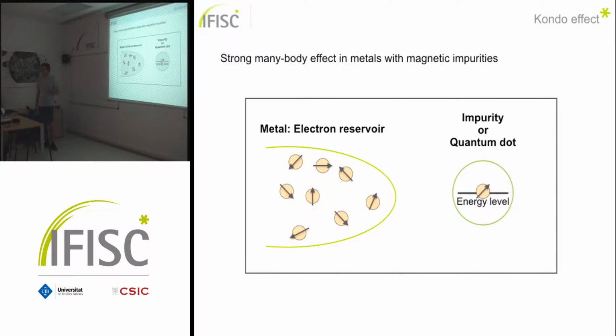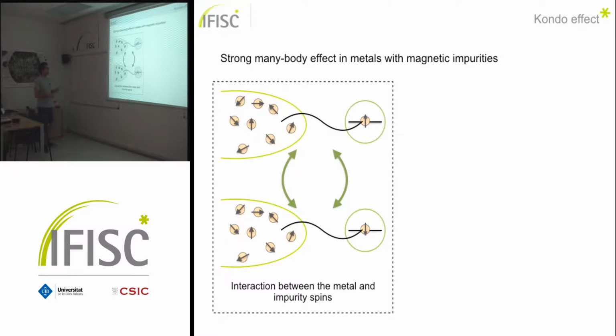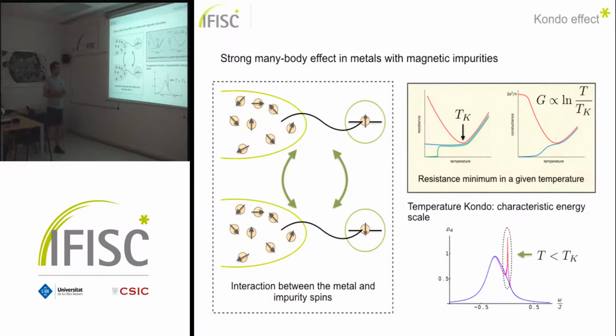Each electron has spin, and the impurity, the quantum dot, is coupled with the electron reservoir, so the energy level interacts with the spins, and with that we create a singlet in the impurity, which is a combination of up and down of the spin. This is seen in the resistance or in the conductance.